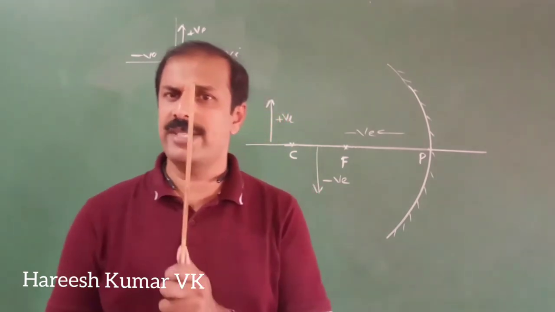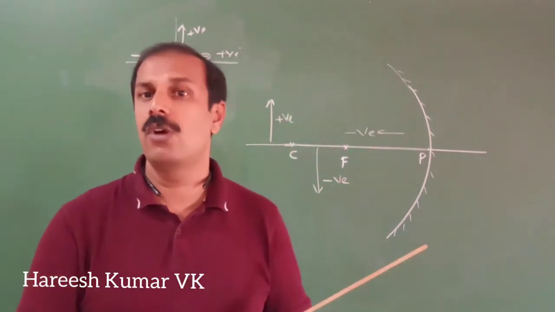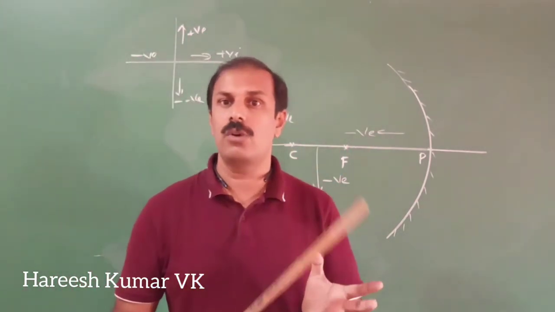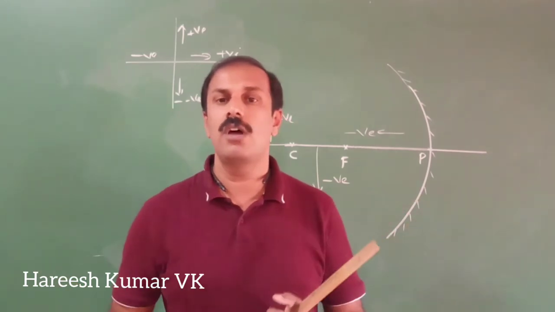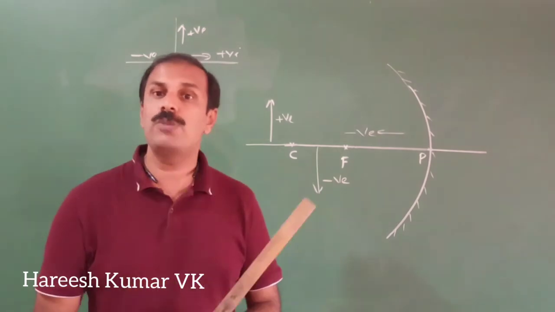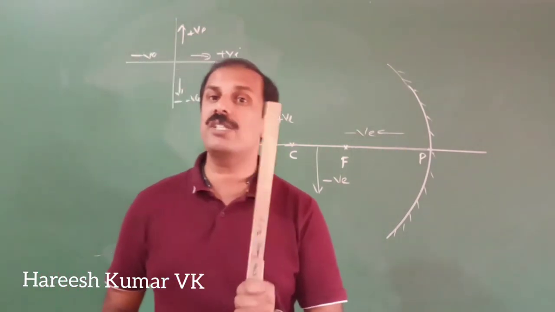If the focal length is negative, then it is concave. If focal length is positive, then it is convex. Don't forget that one. Focal length, concave and convex. Concave is negative, convex is positive. Now radius of curvature also will be the same. Now what about the object distance? The distance of the object is this side. Object distance will always be negative.